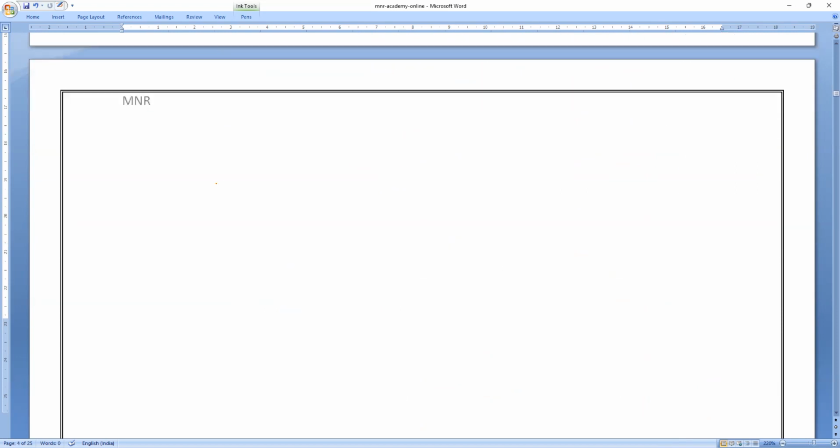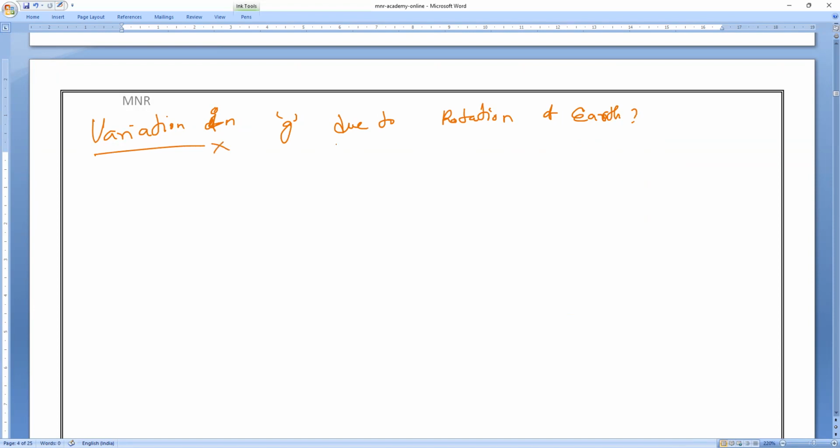Then the last one: variation in G due to rotation of Earth. You can take rotation of Earth around the sun, and of course even around itself. So that is what we are going to discuss. Variation in G due to rotation of the earth. What is it that changes the G value when it is rotating? Clear, everyone? So let us see now.